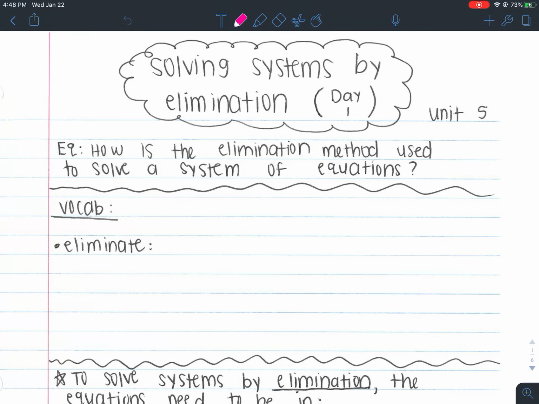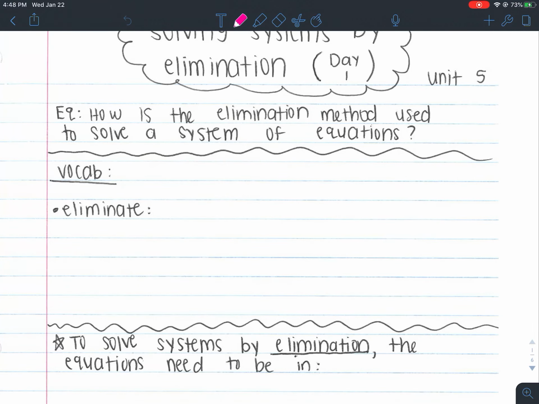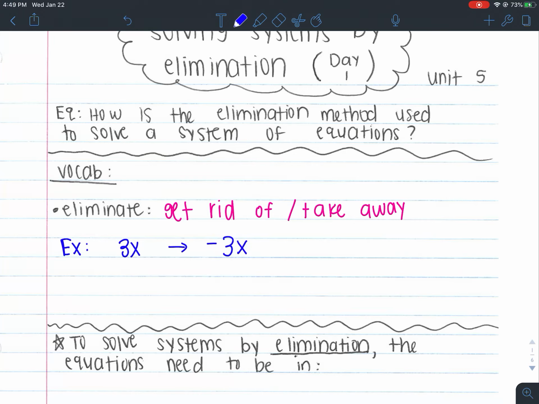And so we're going to talk about what eliminate means to us first. So when we think about eliminate, we think about get rid of or take away, right? So we want to get rid of it. We want to take away. Well, in math, the only way to take away something is if you have the opposite of it. So for example, if I have 3x and I want to get rid of 3x, what would I have to do? I would have to subtract 3x, right? I'd have to have the opposite. If I have 3x and I want to take it away or get rid of it, I have to subtract 3x.